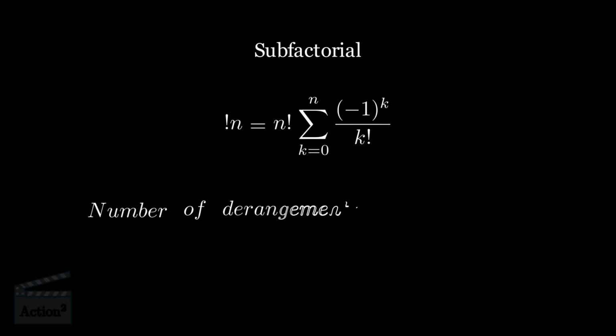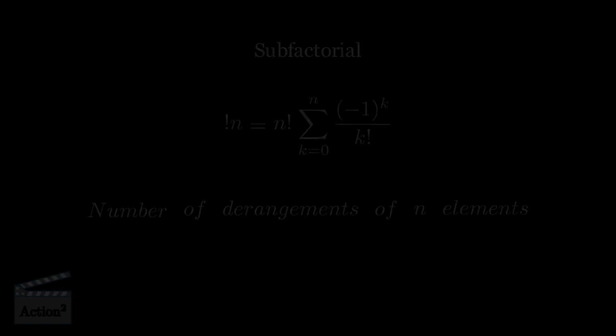Do you know what the subfactorial of a number n is? The subfactorial of n, denoted by an exclamation mark followed by n, is used to calculate the number of derangements of n elements. To better understand what this means, let's start with a quick review on factorial.